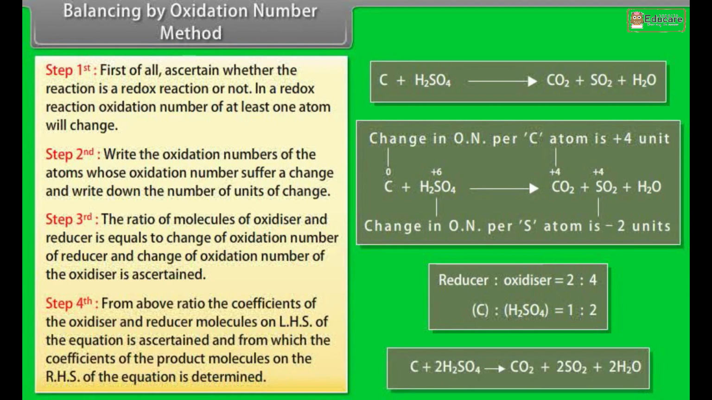Step four: from the above ratio, the coefficients of the oxidizer and reducer molecules on the LHS of the equation are ascertained, and from these the coefficients of the product molecules on the RHS of the equation are determined.